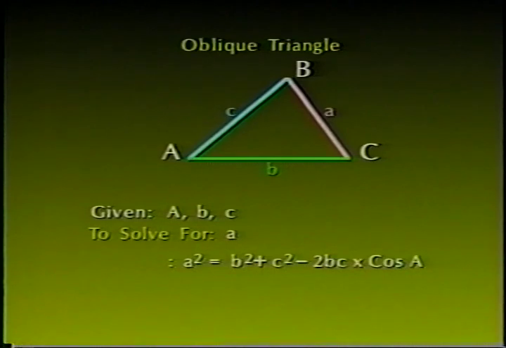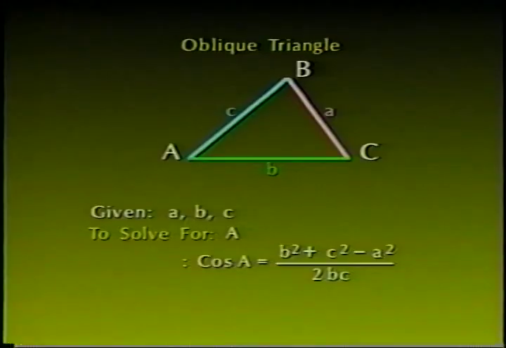The next solution occurs when angle A, side B, and side C are given, as shown in this graphic. The equation takes this form. To solve for A, A squared equals B squared plus C squared minus 2BC times cosine A. The last general equation for oblique triangles is for solving for angle A when only the three sides of the triangle are given. In this case, no angles are given, but all three sides are. The equation to solve for angle A is cosine A equals quantity B squared plus C squared minus A squared over 2BC.